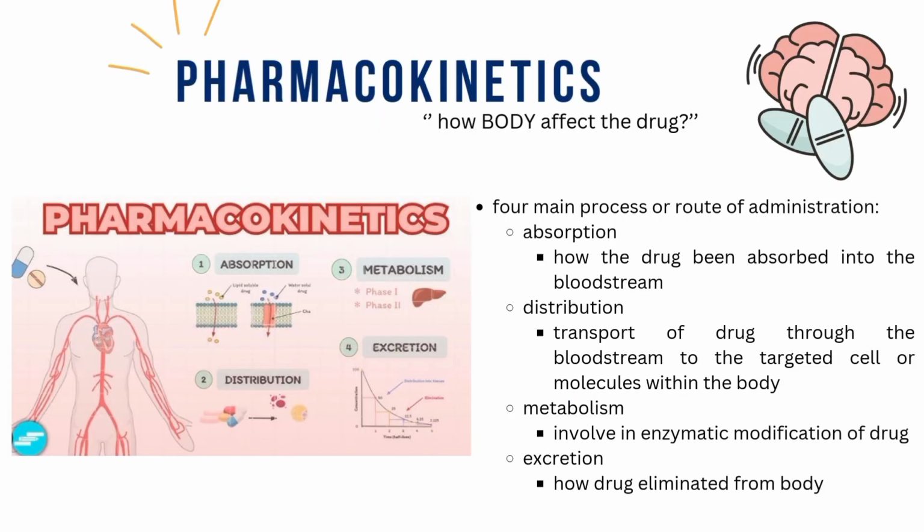There are four main processes or routes of administration, which is absorption. Absorption is how the drug is absorbed into the bloodstream. Distribution is the transport of the drug through the bloodstream to the targeted cell or molecules within the body. And then we have metabolism, which involves enzymatic modification of the drug, and excretion, how the drug is eliminated from the body. This is only the basics of pharmacokinetics to have a better understanding.